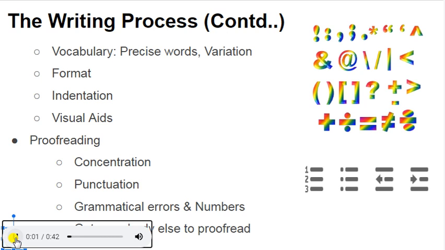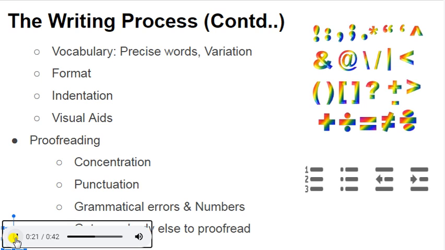So continuing with the editing part, in editing you read sentence by sentence and see if it makes sense. Vocabulary is checked, the format that you're using for writing your article, or the visual aids that you are using in your article, like maybe some graph, maybe some picture or some chart, is taken care of.